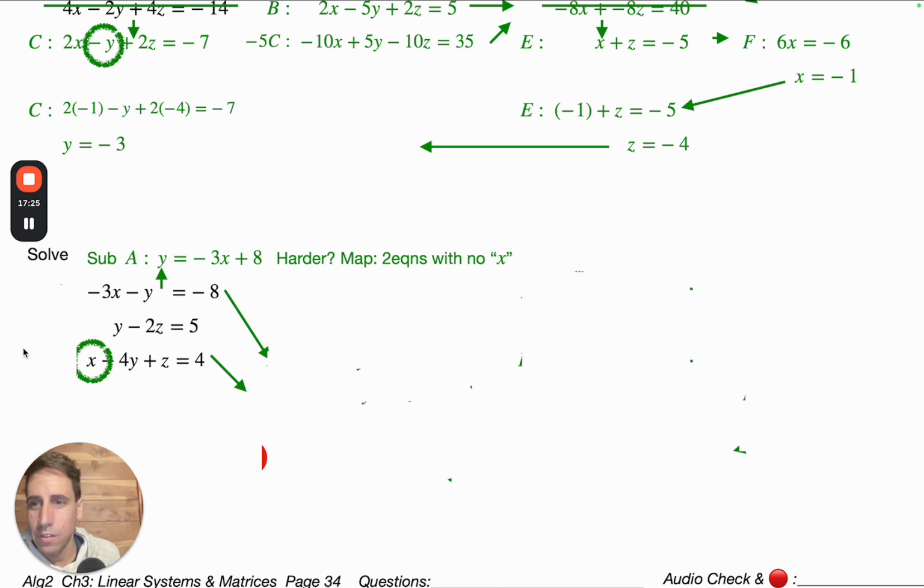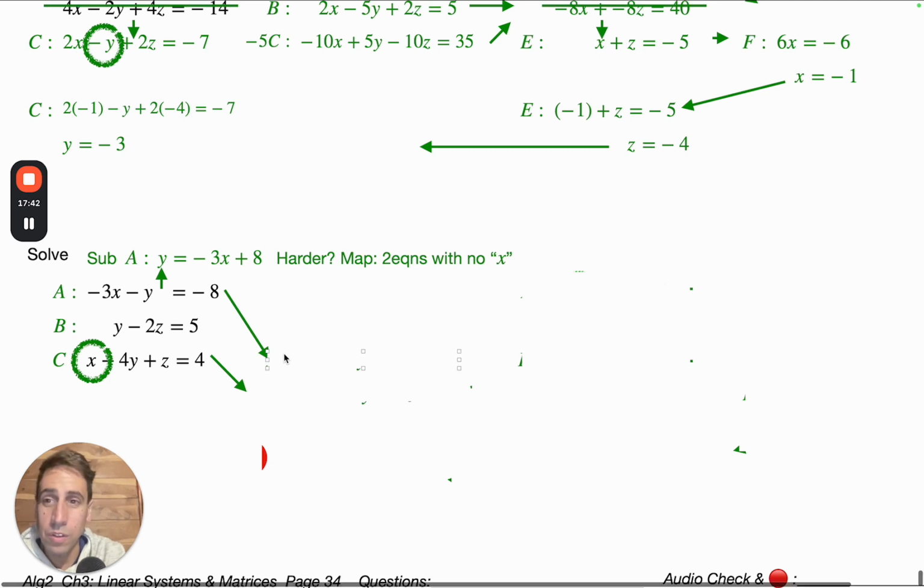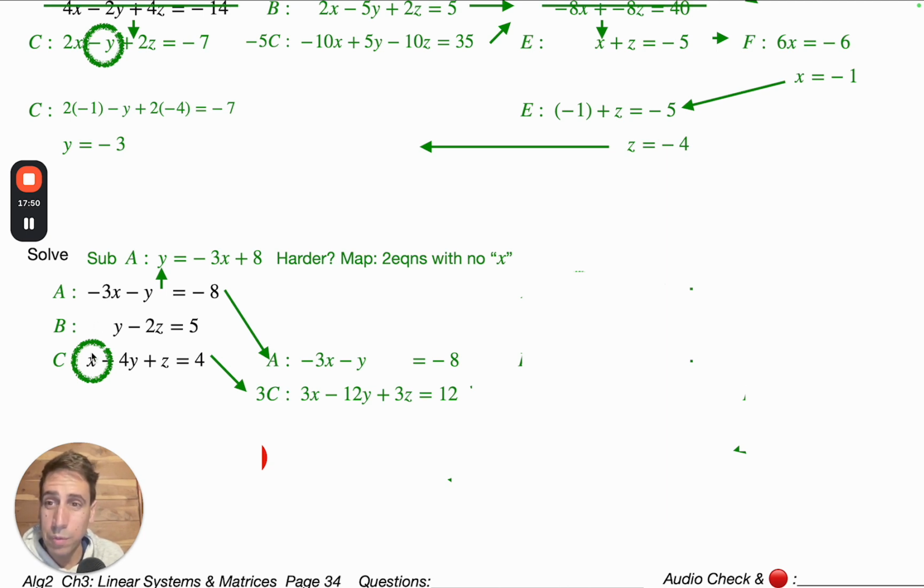So I think what I need to do next is label these A, B, and C. I'm noticing that this x here is all by itself. It has a coefficient of 1, so that means I can use elimination. I'm going to recopy A. I'm going to recopy C. But I'm going to multiply C by 3 first, because I want to eliminate this -3x with a positive 3x. So I get -3x, 3x, and then this becomes -4y becomes -12y, plus z becomes 3z, 4 becomes 12.